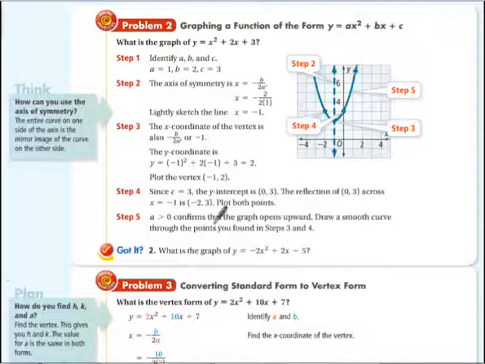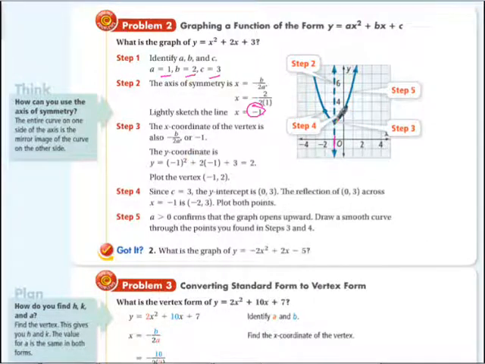So how would we use that? First, what is the graph of this? We can identify A, B, and C. A is 1, B is 2, C is 3. So we know the axis of symmetry is the opposite of B over 2A. The opposite of B is negative 2, and 2 times A is 2 times 1, which is 2. So negative 2 over 2 is negative 1. So we sketch this line in right here, so no problem.